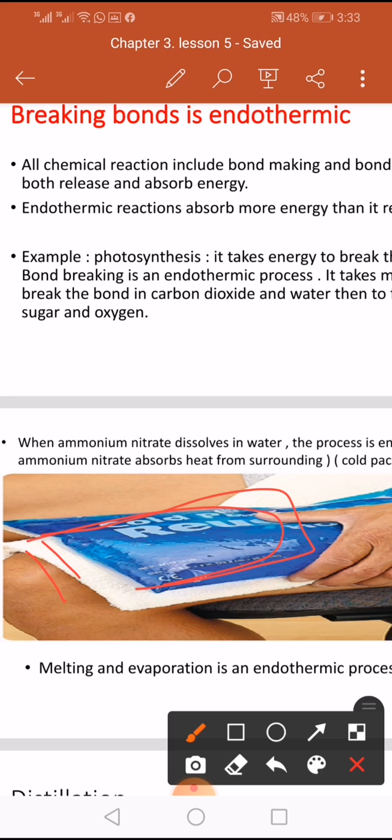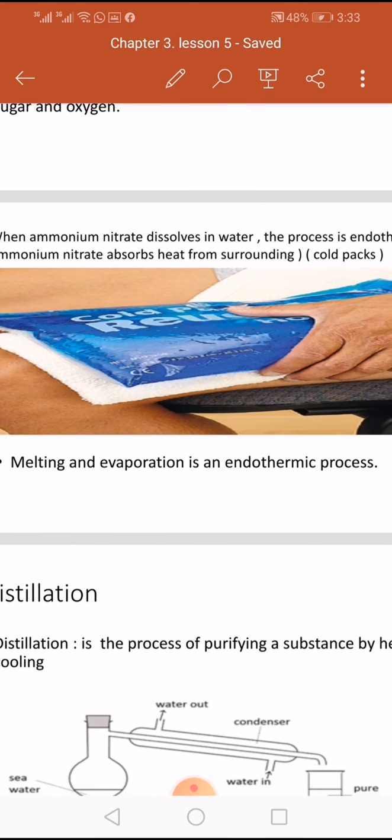If we have a pain in the leg, like the person here, there is an inflamed part, so we use a cold pack, which consists of ammonium nitrate, to absorb this heat from the pain. This process, or this reaction, is called an endothermic reaction.